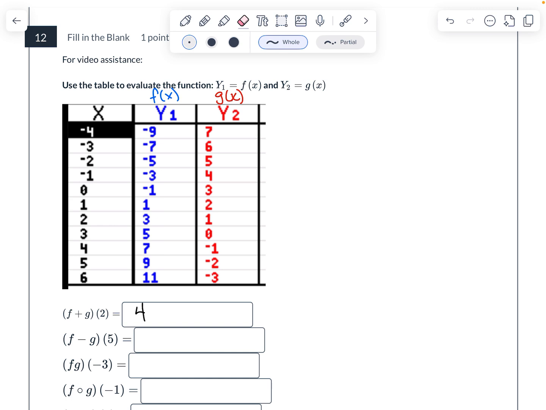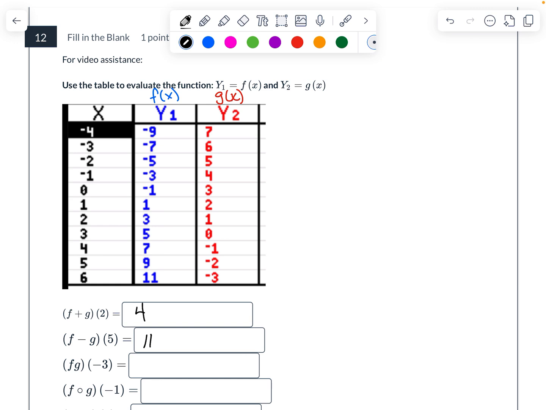So on the next one where it's f minus g of 5, since it is of 5, we're going to go to where x is 5. X is 5 here. And we are going to take the 9 minus negative 2. And 9 minus negative 2 is 11. Again, the math itself is not challenging. What is challenging is understanding what they're asking you to do.